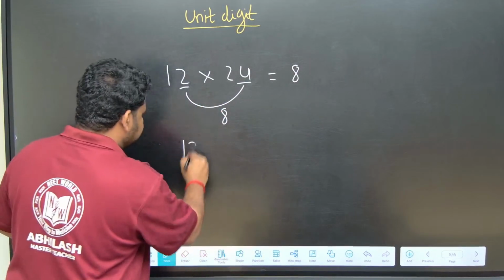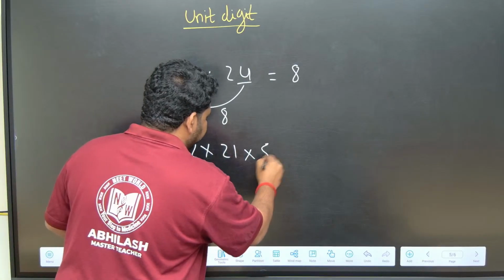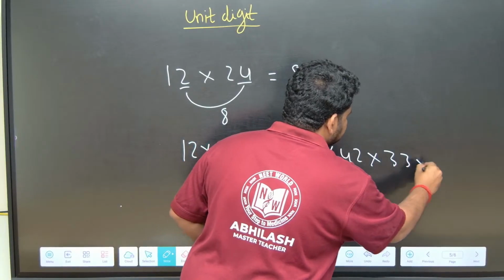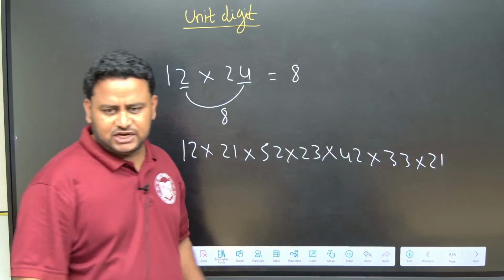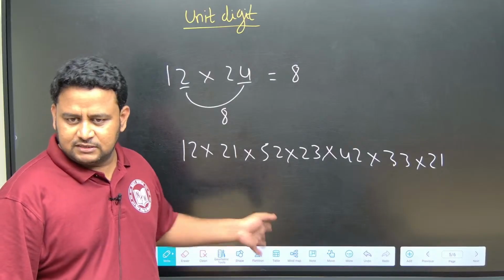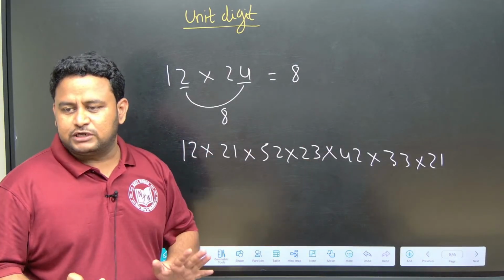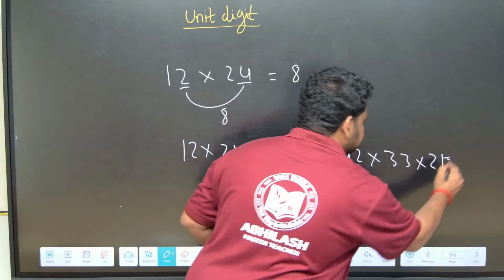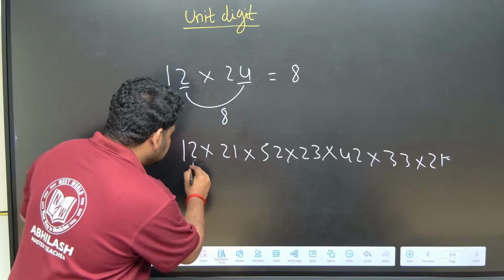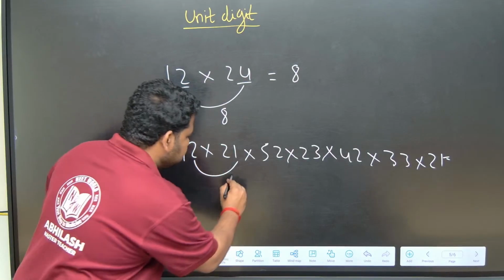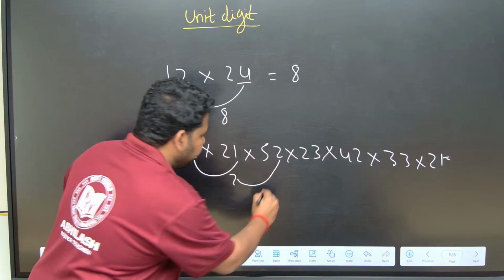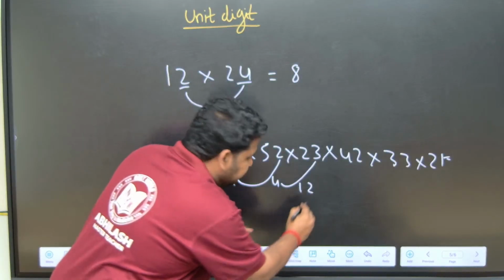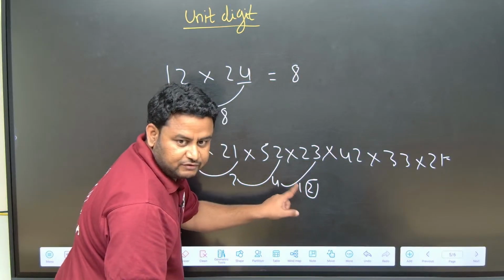Suppose they give a question like 12 into 21 into 52 into 23 into 42 into 33 into 21. It looks like a very difficult question, and they will ask us to find the unit digit. What you should do is focus only on the unit digit. See here, 2 into 1 is 2. 2 into 2 is 4. I will write 4 here. 4 into 3 is 12, but I want only the unit digit, so I will take only the 2.